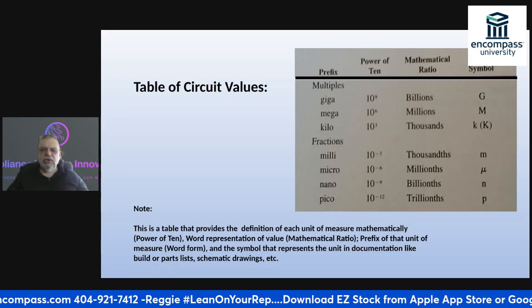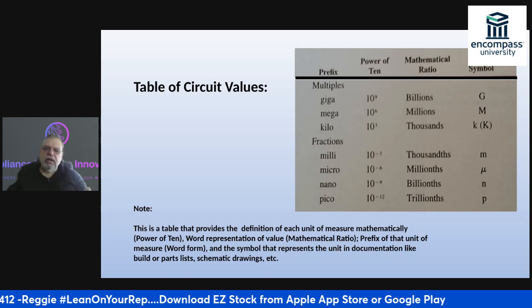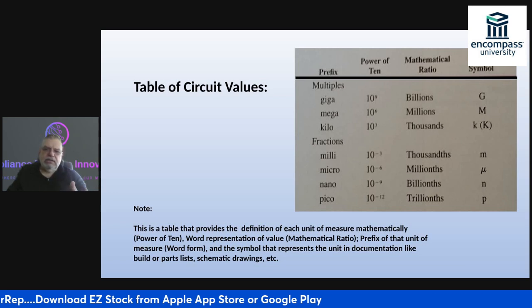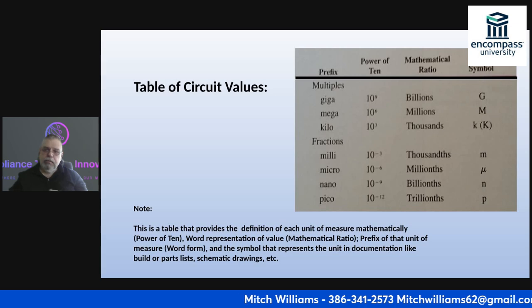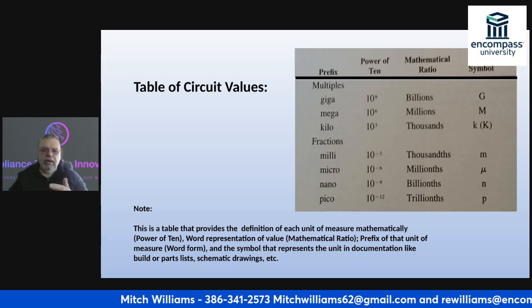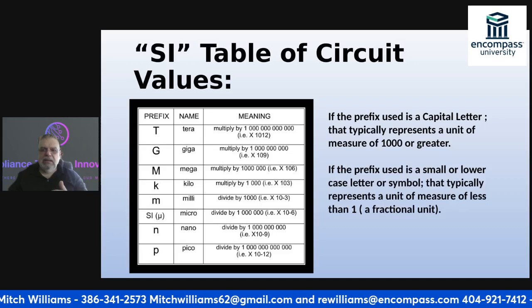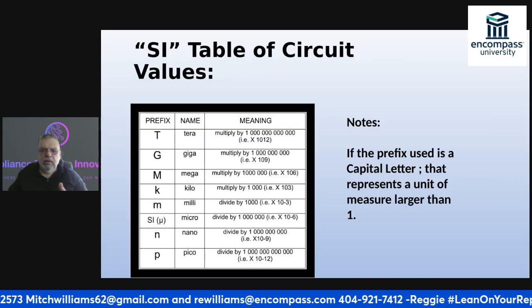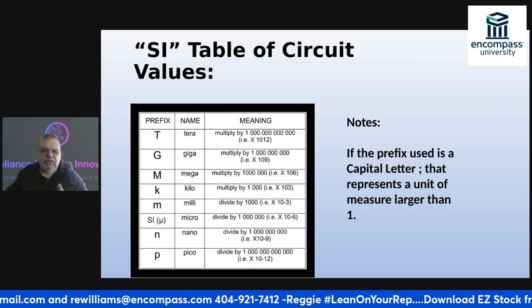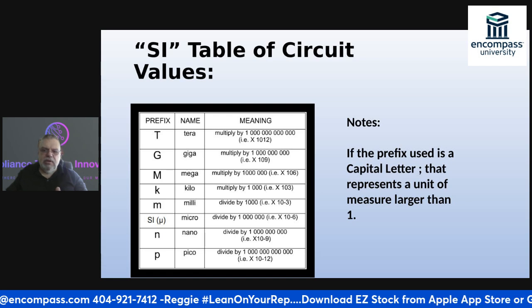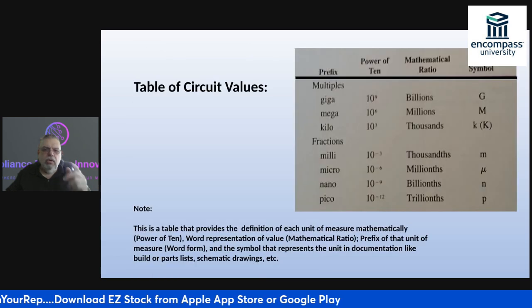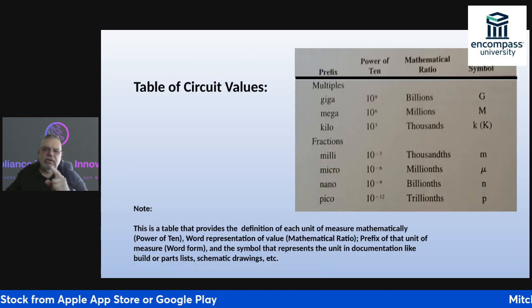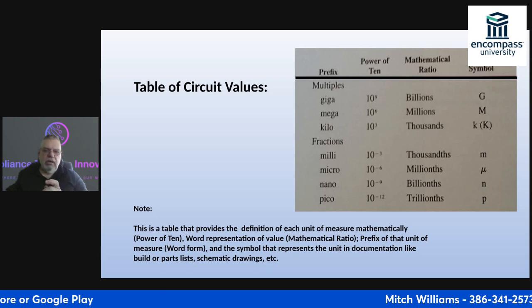Okay, table of circuits. This right here shows you a gigabyte. A giga is 10 to the 9th power, and that's a mathematical ratio of billions, and the symbol is a capital G. Remember, if you go back, if the prefix uses a capital letter, that is a representation of a unit whose measure amount is larger than 1. So this would be 10 to the 9th power, and that would be your gigaohms.